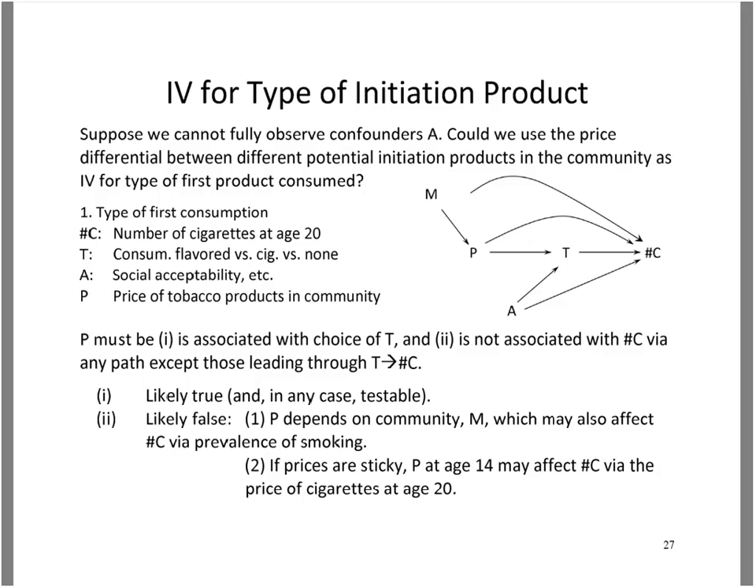The price would only work as an instrument for that choice if flavored products, say for a given amount of nicotine, cost either more or less than conventional cigarettes at a given amount of nicotine. So we need differentiation here. If there's no differentiation, in other words, if price does not induce any variation in the choice between flavored versus regular tobacco, then we're lacking this arrow from P to T, and hence we don't have a valid instrument.